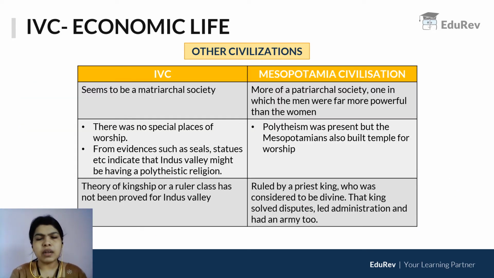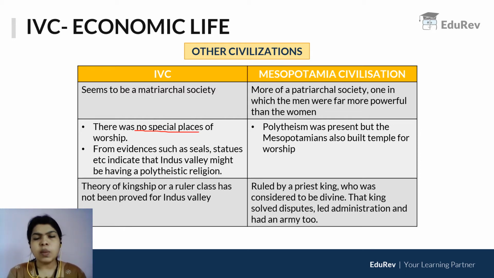Now, a quick comparison of IVC and Mesopotamian civilization. IVC probably seemed to have a tendency toward a matriarchal society, whereas the Mesopotamian civilization had a lineage of patriarchal culture, because men seem to have been far more powerful than women. And the second point is that there were no special places of worship.